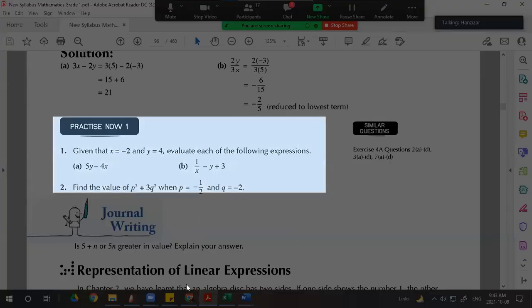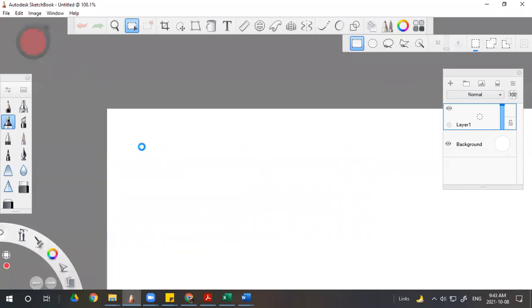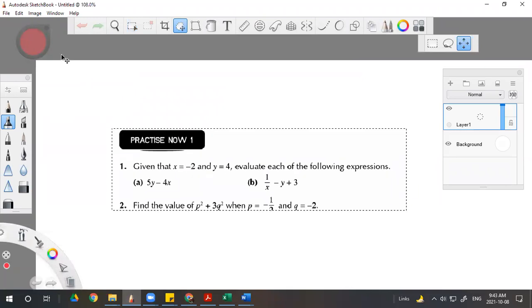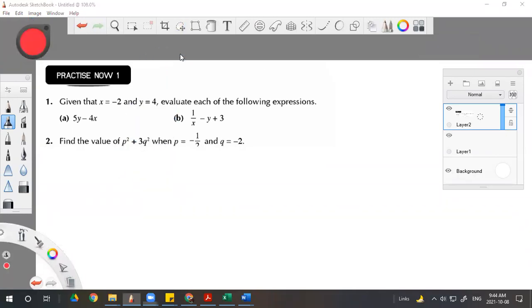Coba kita lihat. Page 86. Semua lihat di sini practice now. Kita bahas practice now 1-nya aja. Practice now 1, 2, 3, and so on until exercise 4B. Okay, this is quite simple. So what you have to do is try to substitute, right? Given that x equals negative 2, so yang question 1a gampang guys.